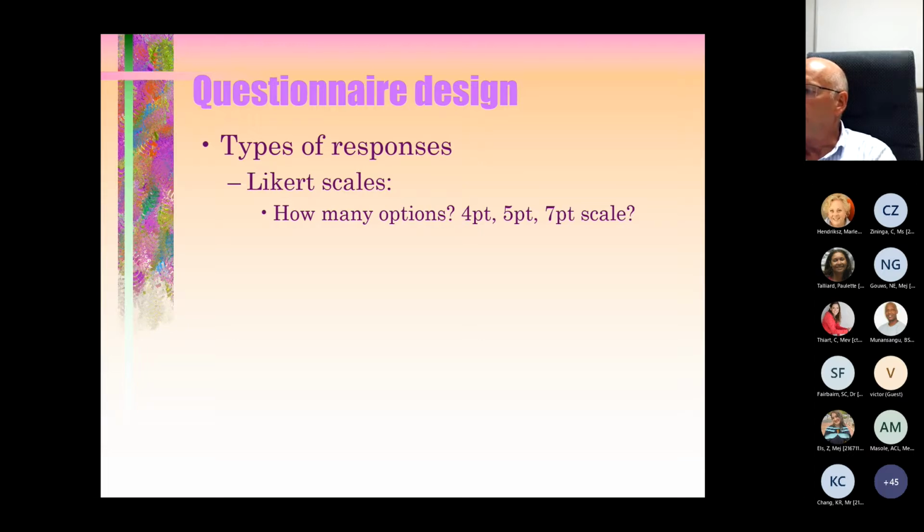It will only be completely disagree, agree, completely agree. So if you want the people to commit themselves to either one or the other side, then you should use an even number. But if you say, no, look, there can be people that are completely neutral in the middle, then you can use an odd number of options.